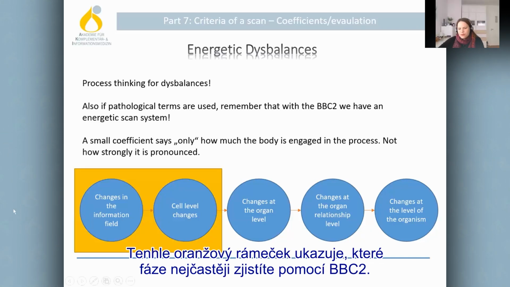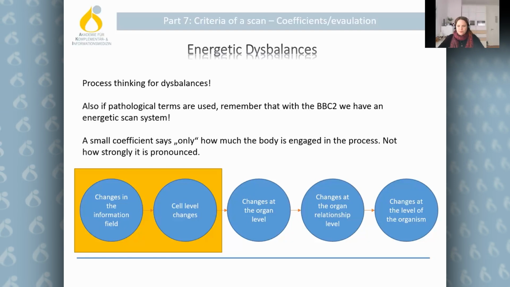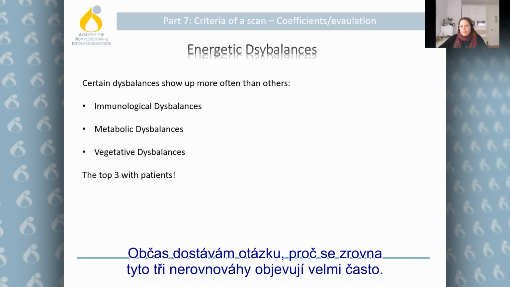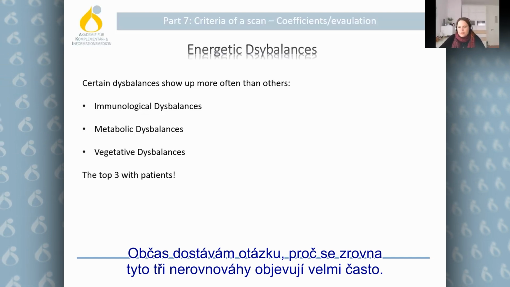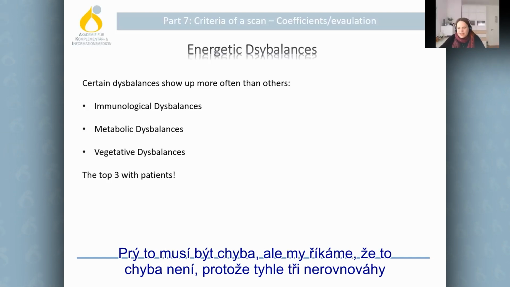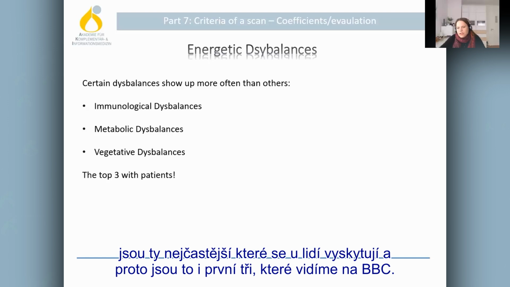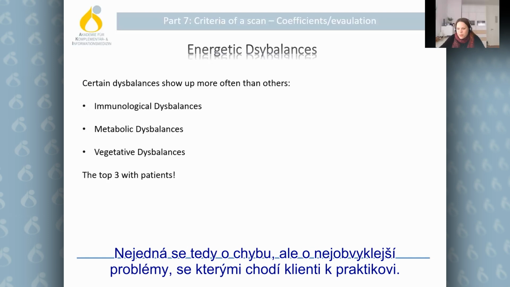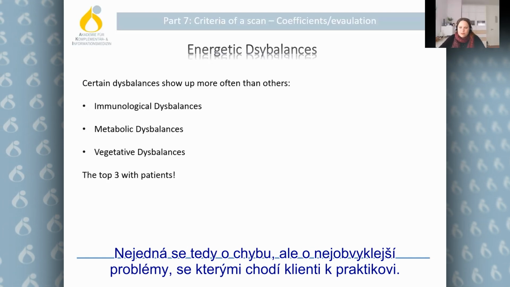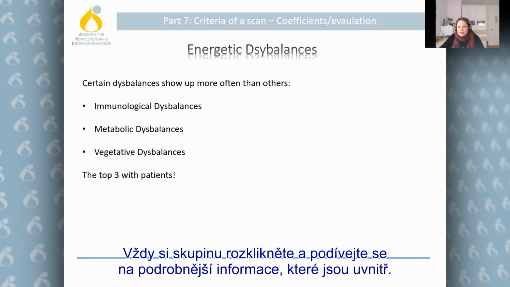This is the orange one, which shows the ones we see the most in the BICOM too. Some questions come up, like: I always have these three disbalances coming up really often, it must be a mistake. I can say no, it's no mistake, because these are the top three patients have. These are the top three we see with the BICOM as well. So that's not a mistake. That's normal; it's the normal process that the patients bring to the practice.